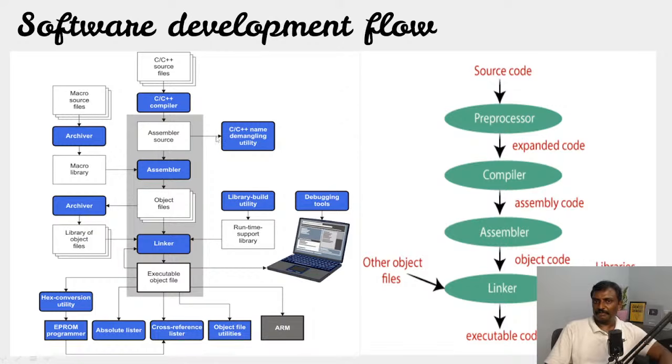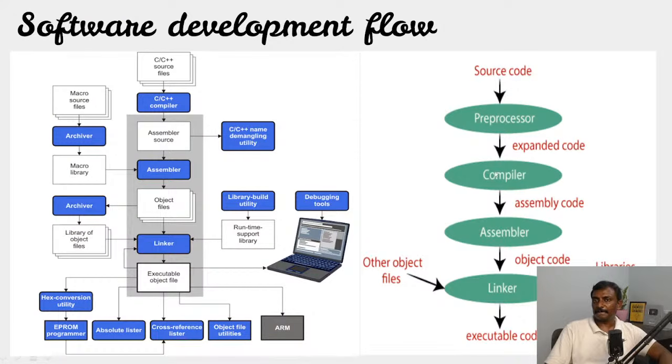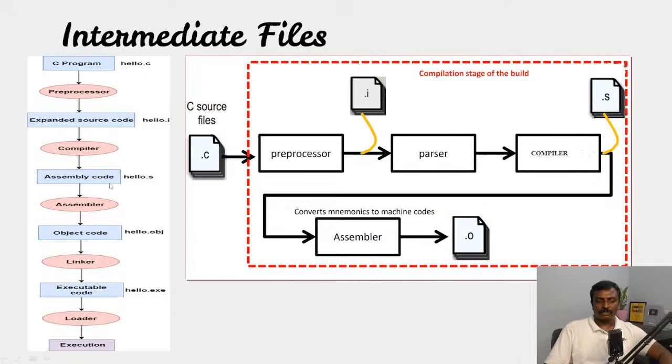See, it's very simple. You have a C++ source file which is given to the compiler. Before that you have a preprocessor. If you have header files, it will convert that to an expanded code before you give it to the compiler, with a .i extension. You give it to the compiler and you get the assembly code. The high level language is converted to the low level language, the mnemonics. The assembler will give you the object code with .obj extension, and finally it is passed to the linker. The linker will give you the final exe file. So this is what happens.